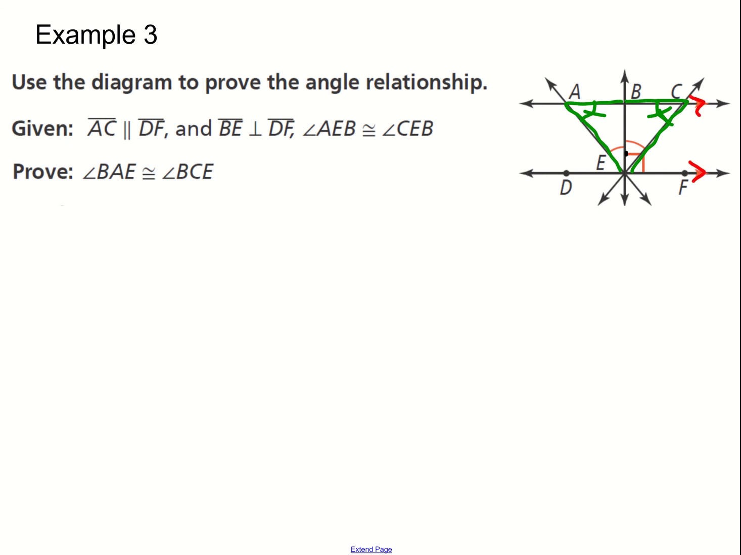We know that BE is perpendicular. This stands for perpendicular, and perpendicular means that they cross at a 90-degree angle. So that means that BE is perpendicular to DF. That's what this symbol is. This symbol is 90 degrees, a right angle. And then we know that angle AEB is congruent to angle CEB, is what they did over here. Okay, that's all based off our diagram.